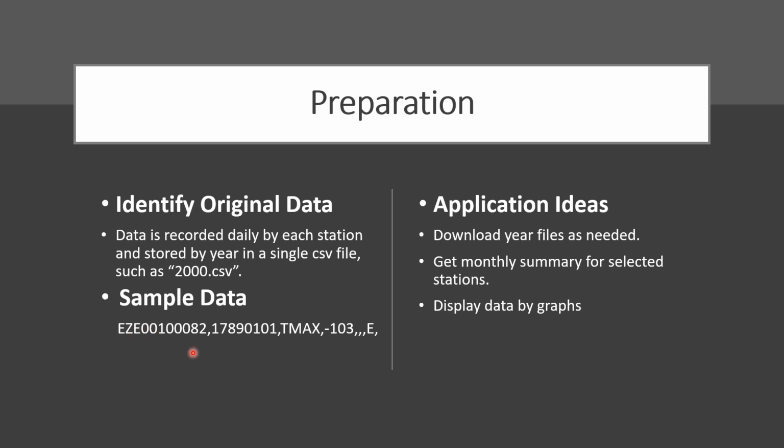The first element of a piece of data is the station ID, and the next one is the date. This one tells what the element is about, and this is the value. They also have multiple flags at the end, but we didn't really consider them in our application. After that, we started working on our application ideas. We basically decided to download the year files as needed, then get a monthly summary for selected stations, and then display the data as graphs on a website.